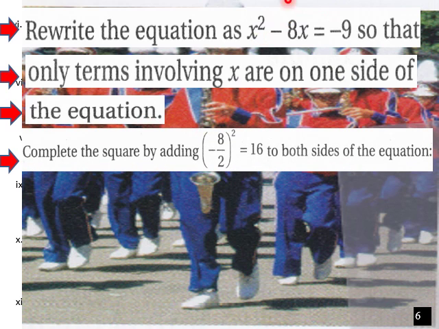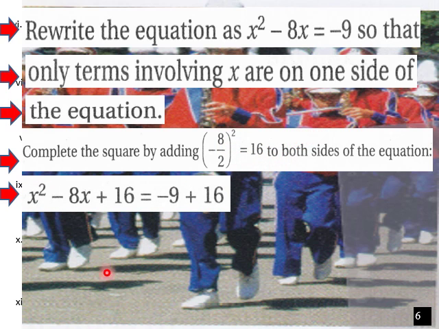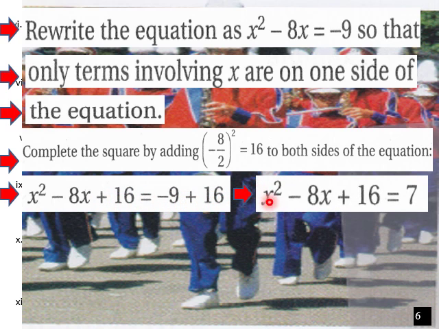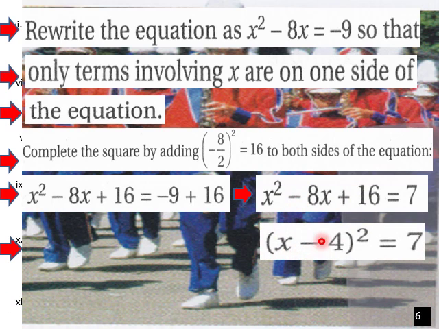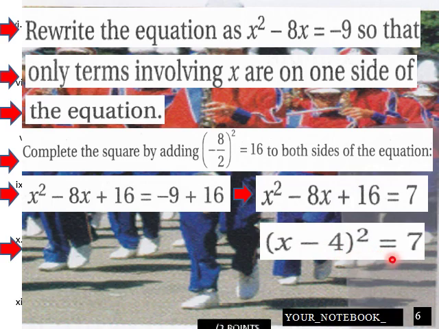Complete the square by adding negative 8 over 2 squared. This is our b here. So we add that 16 to both sides of the equation. So now we have x squared minus 8x plus 16 equals negative 9 plus 16. So that becomes x squared minus 8x plus 16 equals 7. Now we have our situation here: x minus 4 is a perfect square. X minus 4 squared equals 7.